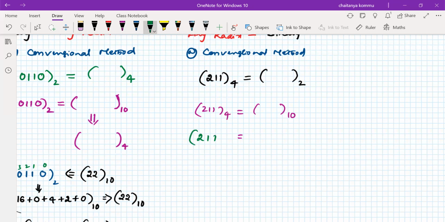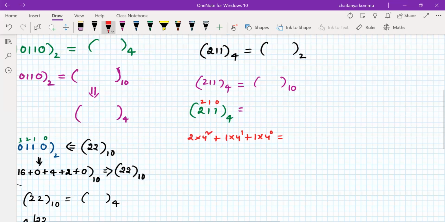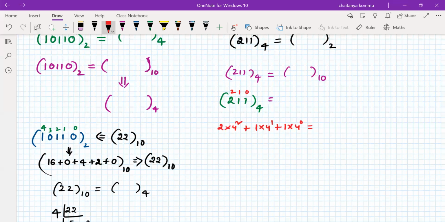What is this value? For a simple quick method, 211 of base 4. What is its value? 0 position, 1 position, second position. So 2 times 4 power 2, plus 1 time of 4 power 1, plus 1 time of 4 power 0. 16 twos are how much? 32. Overall 37.